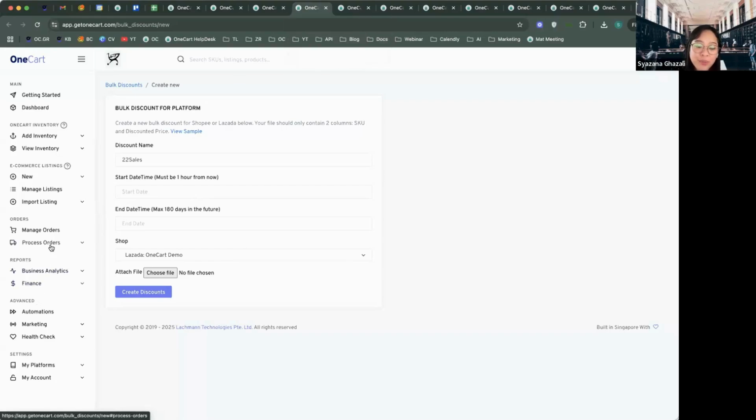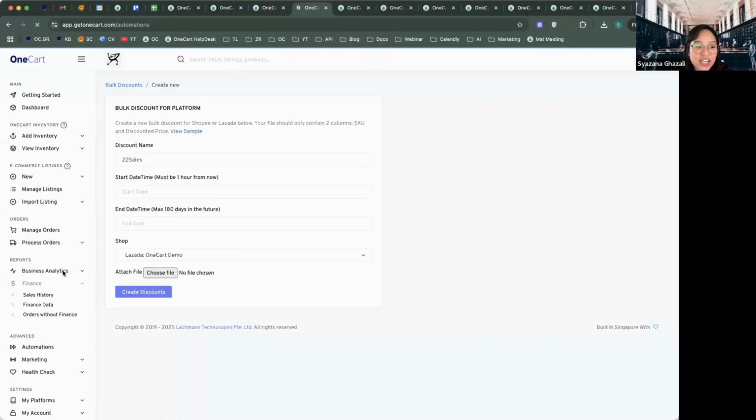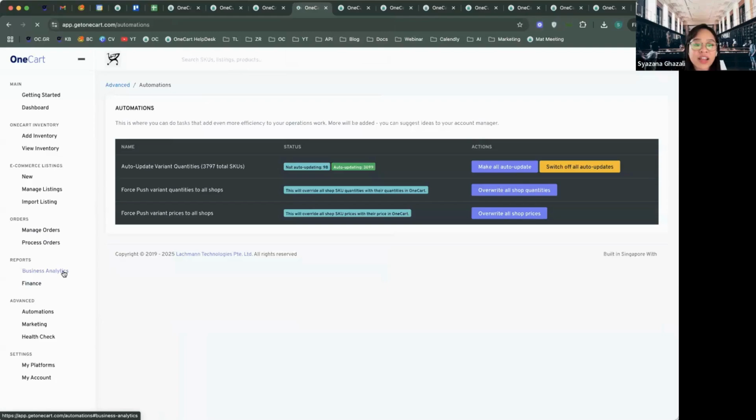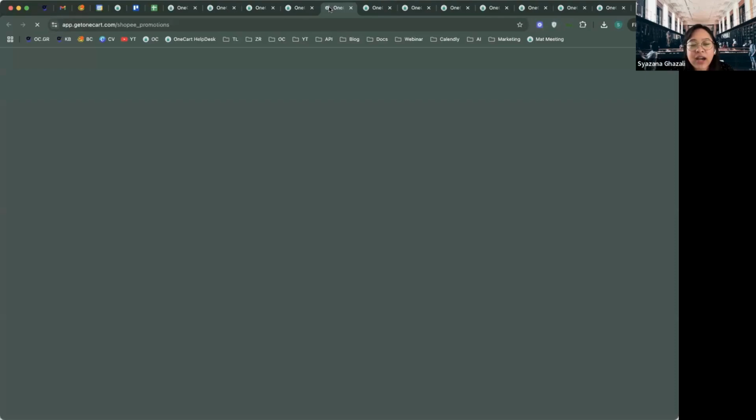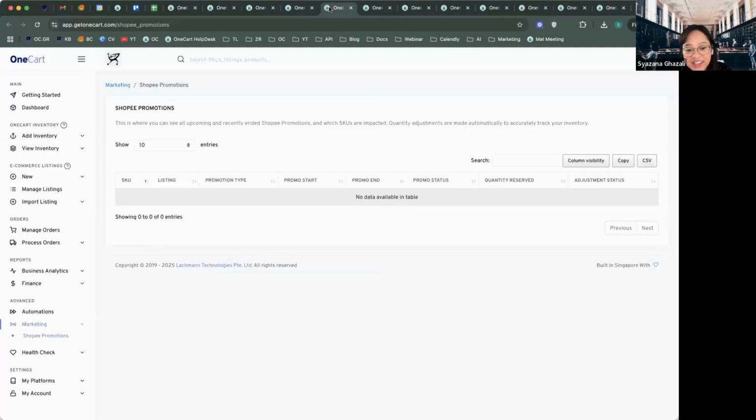So another one would be Shopee promotion. Okay, so with Shopee promotion, I actually have Shopee promotions going on right now. Unfortunately, with the API that is available, only Shopee allows us to use it to track the inventory for Shopee promotions, but not for the other platforms. But let me tell you the logic of these Shopee promotions.